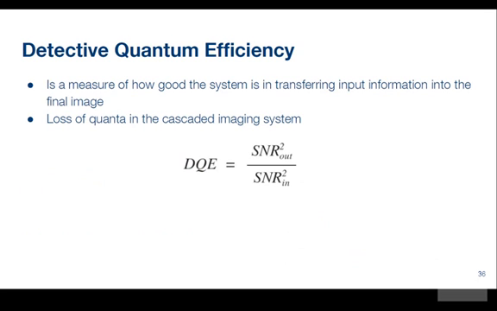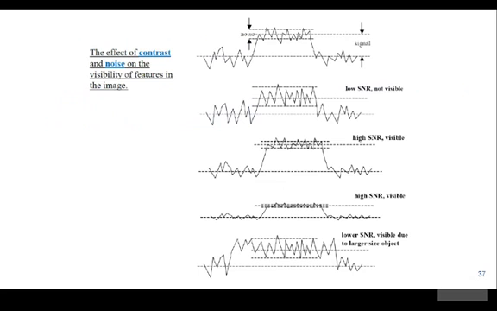Now, another quantity that's useful for us is how good the system is at transferring information that's input into it into the final image. We can characterize this as the detective quantum efficiency. For that, we take the final signal-to-noise ratio and divide it by the signal-to-noise ratio going into the system. That ratio we call the detective quantum efficiency. This is useful because most imaging systems are cascaded imaging systems.